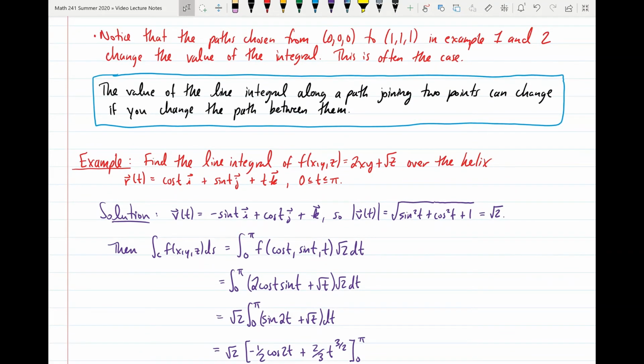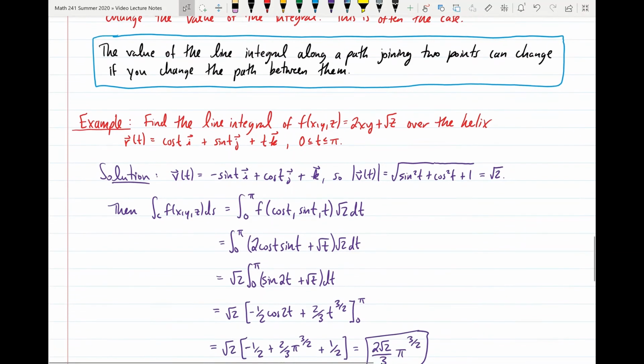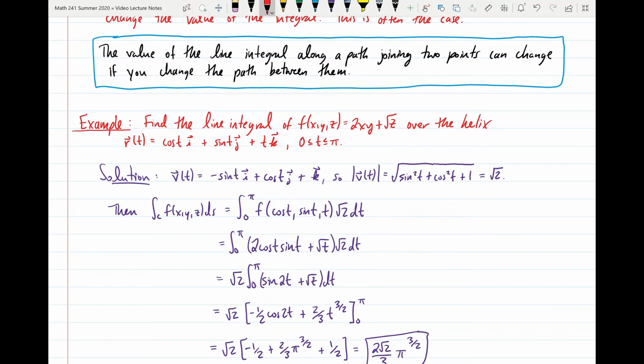Okay, and now finally let's move on to the last example then. So let's say we want to find the line integral of f of x, y, z equals 2xy plus the square root of z over the helix, which is parameterized as r of t equals cosine t i plus sine t j plus t k. And in this case, t is going to be going from 0 to pi.